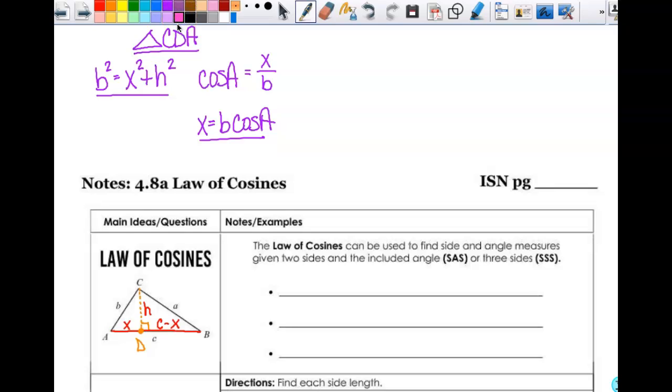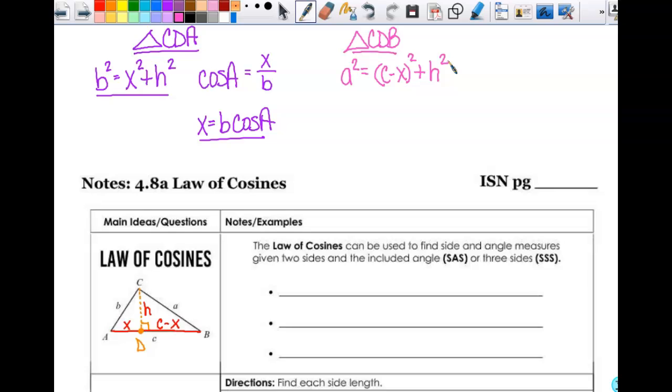Then I'm going to move on to triangle CDB. All right, triangle CDB. And I'm going to set up the Pythagorean theorem for that one as well. It's leg squared plus leg squared equals hypotenuse squared. But just like this one over here, I'm going to put the hypotenuse first. So that'll give me a squared equals, and then I have the two legs squared. So this one is going to be c minus x. So I will have c minus x squared plus h squared.